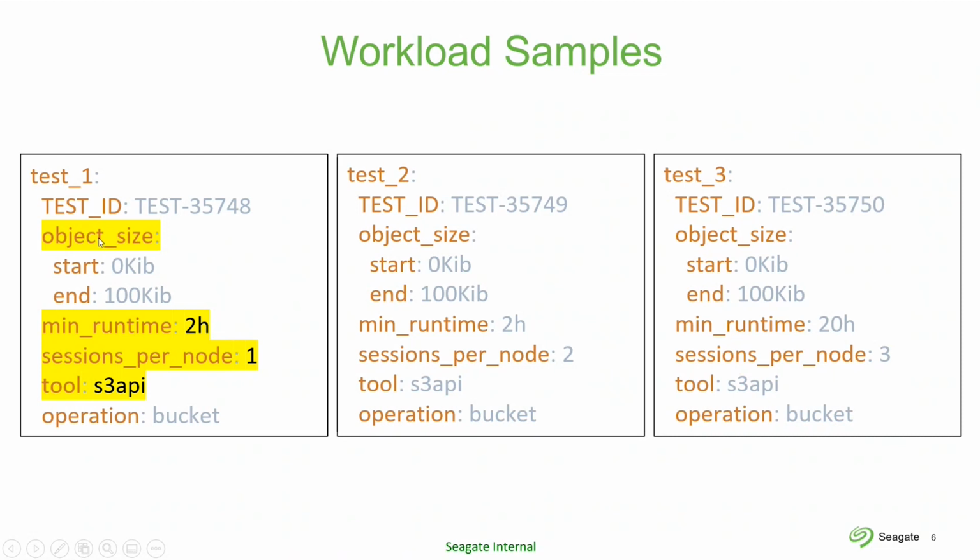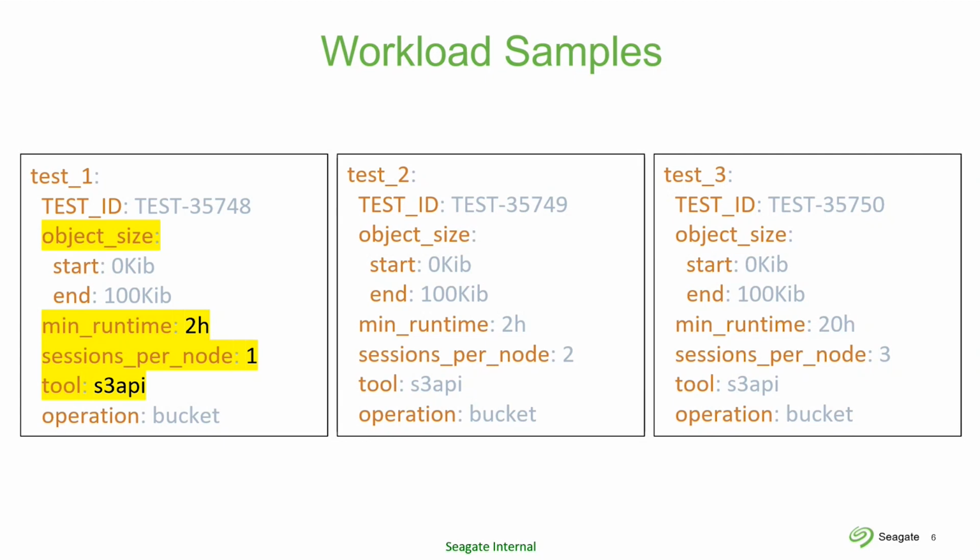About object size, we are giving a range from start to end. That is also customizable. You can give any value at start and any value at end. Whenever we run this test case, a random value will be taken from this range, and we will make sure that whatever number of sessions run, those will have different object sizes to exercise. That was a capability other tools don't have. This tool has that capability.